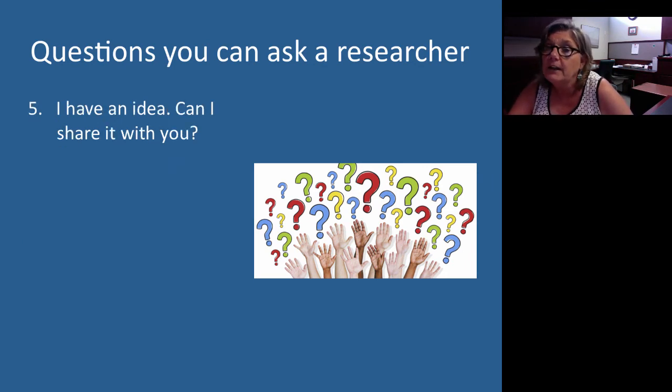Finally, you could even say to a researcher, I have an idea. Can I share it with you? Researchers are very busy and sometimes they're in the middle of their own work. But there's no harm in asking to sit down with somebody and have a conversation about any thoughts or priorities that you think would be important for research.